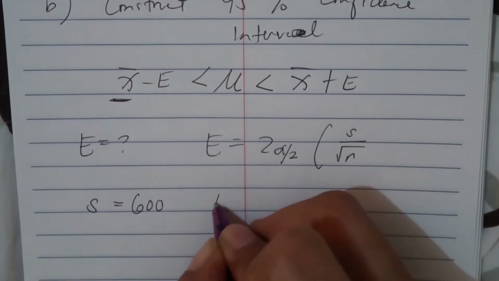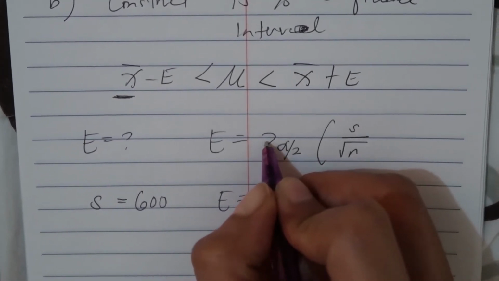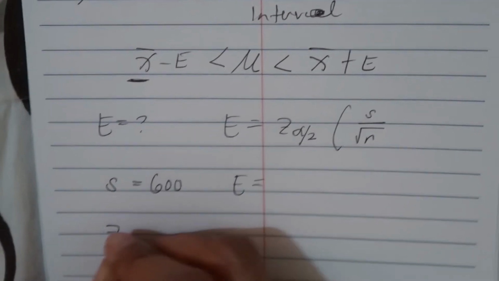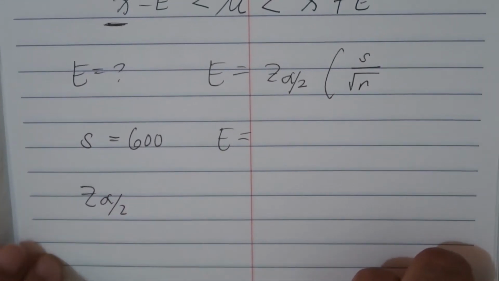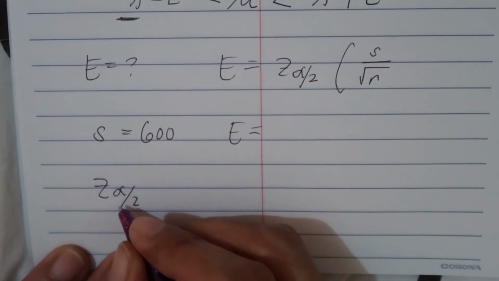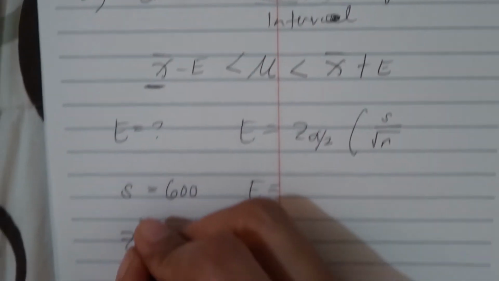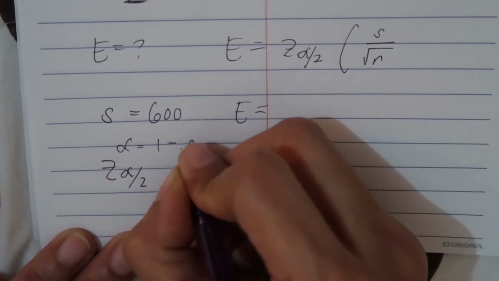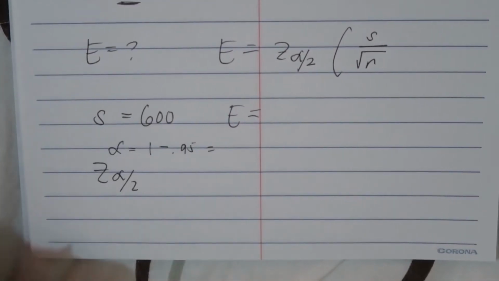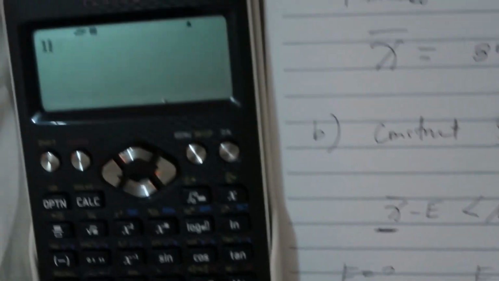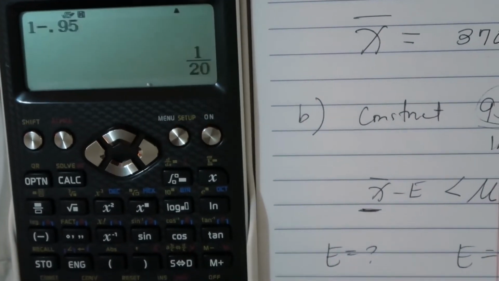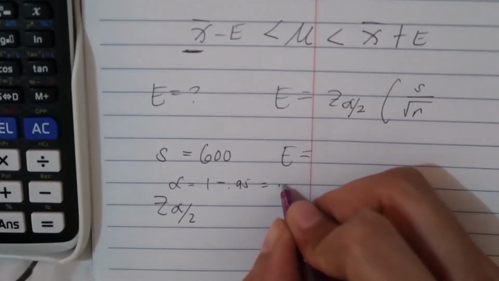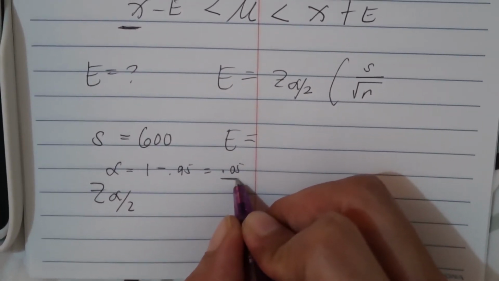Okay? So E is equal to, what is your Z alpha over 2? Okay, how do we determine the Z alpha over 2? The given is 95%. So that will be alpha is equal to 1 minus 0.95. So what is your alpha? 1 minus 0.95, so your alpha is 0.05. So that is your alpha.